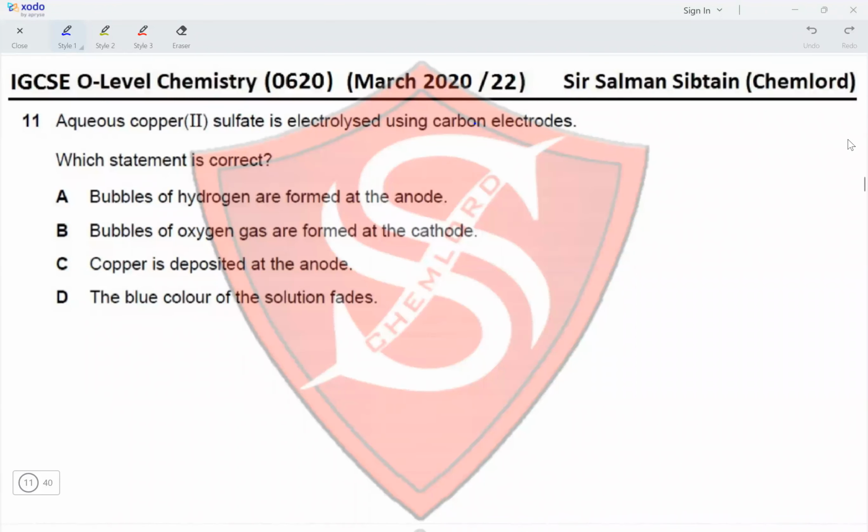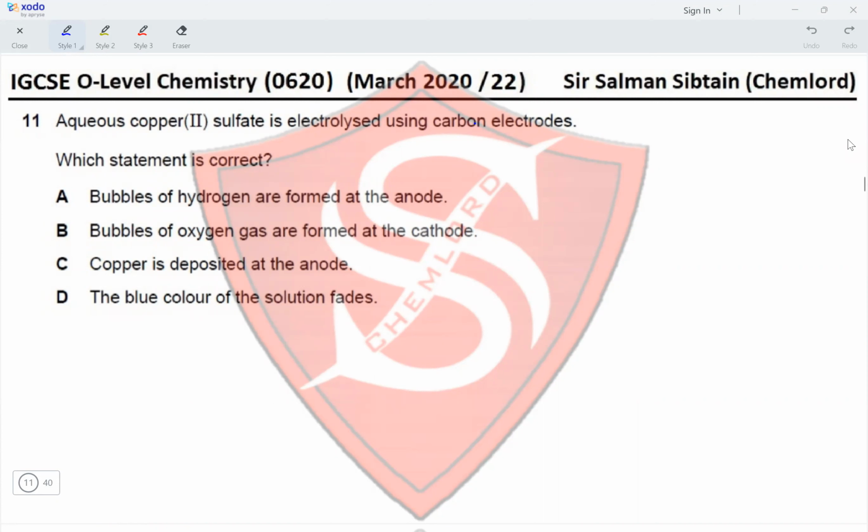Hi guys, this is IGCSE O-Level Chemistry, paper 22, March 2020, question 11. Aqueous copper(II) sulfate is electrolyzed using carbon electrodes. Which statement is correct? Bubbles of hydrogen are formed at the anode.